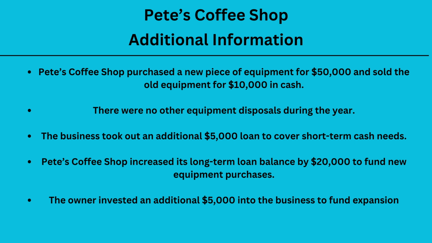The business took out an additional $5,000 loan to cover short-term cash needs and increased its long-term loan balance by $20,000 to fund new equipment purchases. Additionally, the owner invested an additional $5,000 into the business to fund expansion. Now, let's get started building our cash flow statement.